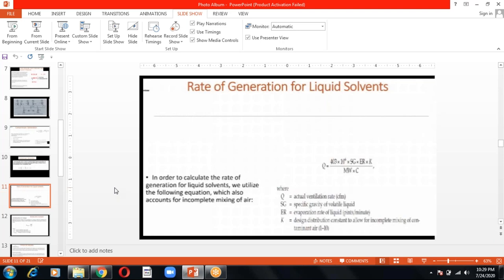Or you can give it like this, direct. Here is the ER, okay, evaporation rate, and the C equal 25. Just calculate like this and I'm sure you will get the result.